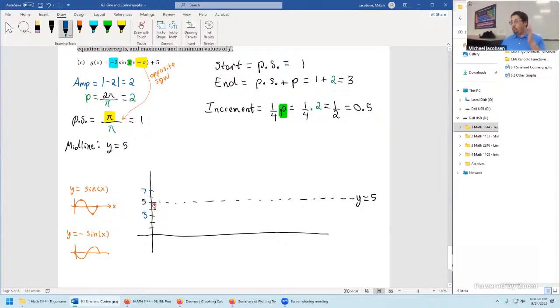Well, the y-axis, the vertical one, is done. Any questions so far?